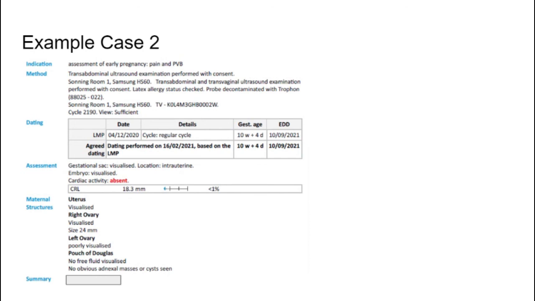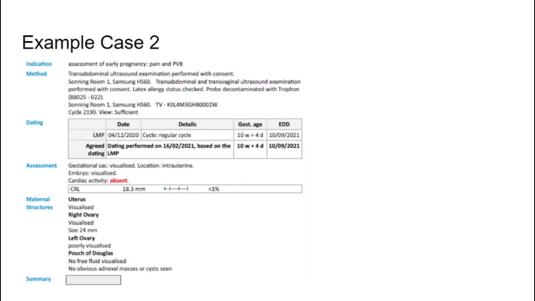So they've put the indication, the method is transabdominal and transvaginal as well. You can see that they've put the last menstrual period in. The gestational sac has been seen and it's within the uterus, so immediately we're thinking this is not an ectopic or a PUL. The embryo has been visualised and it's commented that the cardiac activity is absent, so they haven't seen the fetal heartbeat. They've measured the CRL, so the crown rump length, and it's 18 millimetres.